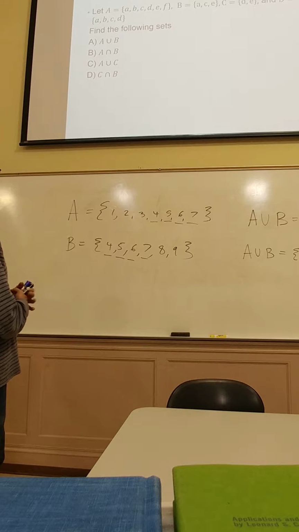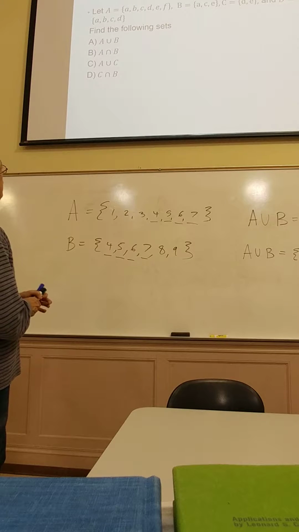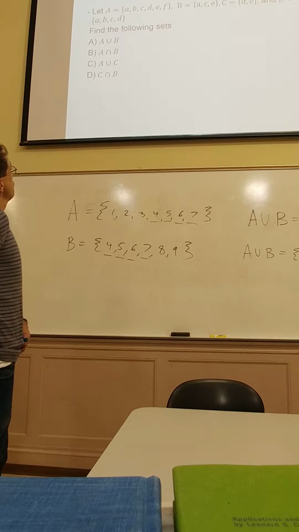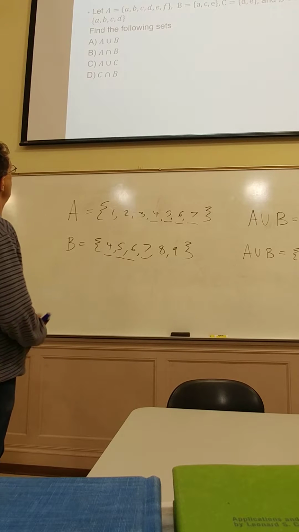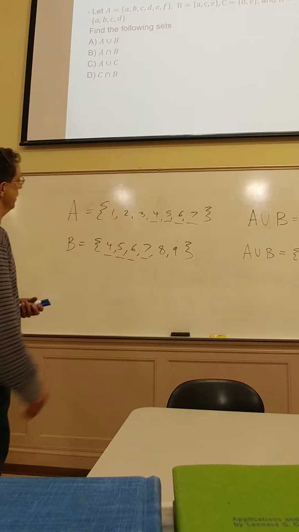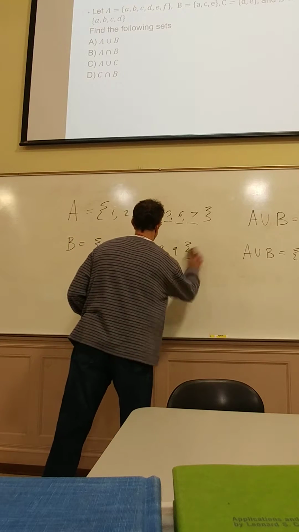Let A be equal to {a, b, c, d, e, f}, B equal to {a, c, e}, and C is {a, b, c, d}. So we're going to do A union B, A intersect B, A intersect C, and then C intersect B.